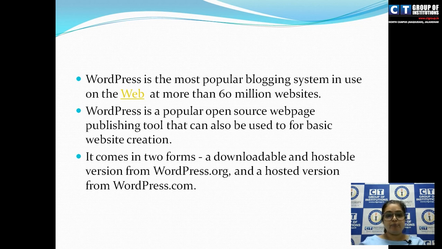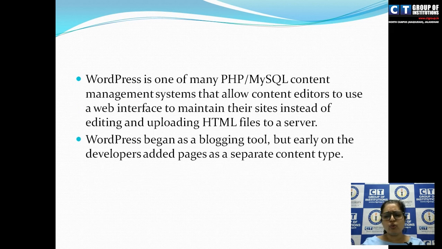Then WordPress is a popular open source web platform. Again, it comes in two forms: a downloadable and hostable version from WordPress.org and a hosted version from WordPress.com. We can download it from WordPress.org, and we can host it on WordPress.com, or somewhere else as well if we want to. As it is open source, there are no restrictions. We only need to download it and host it, and we can host it anywhere.